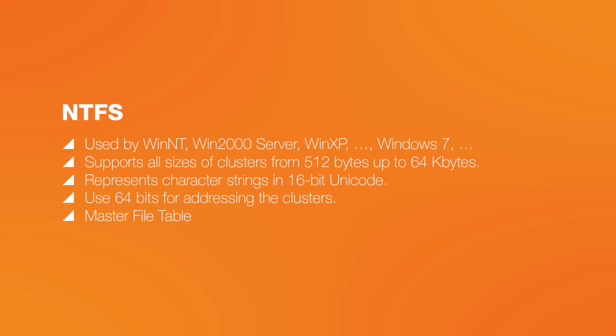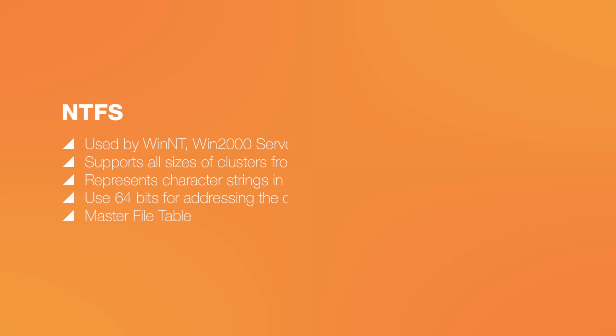The size of a cluster in the NTFS file system ranges from 512 bytes up to 64 kilobytes. To support a smaller disk volume with mostly small files, you can create smaller clusters to reduce wasted disk space. If you use a large disk, you may create bigger clusters to improve read-write performance and reduce file fragmentation. NTFS uses 64 bits for each cluster's address. Therefore, NTFS can support up to 2 to the power of 64 clusters.